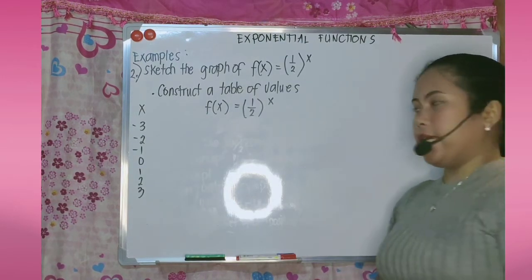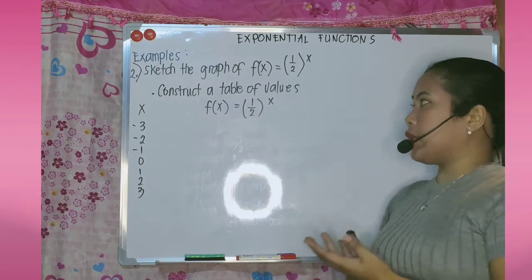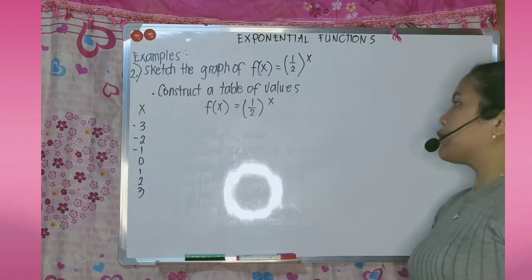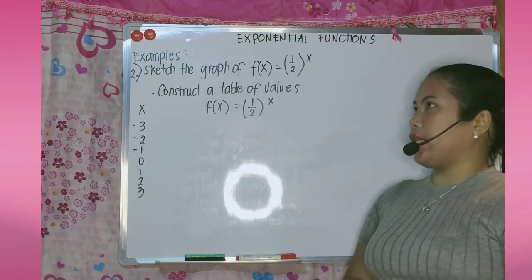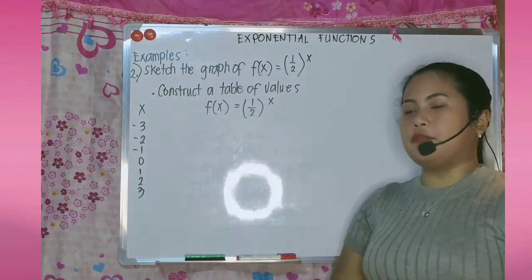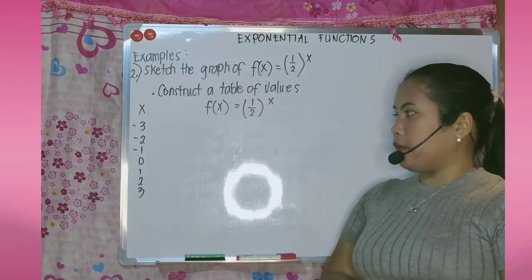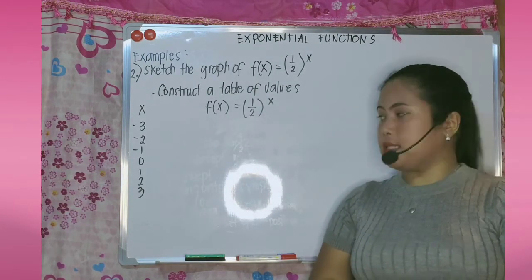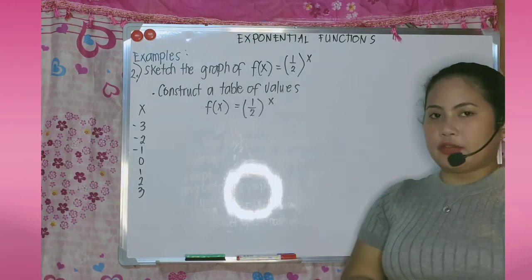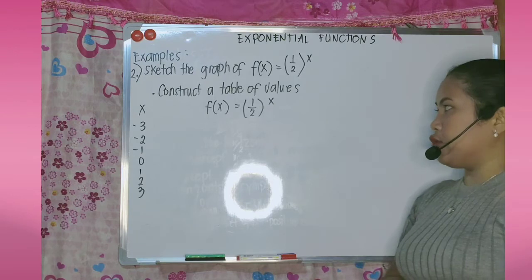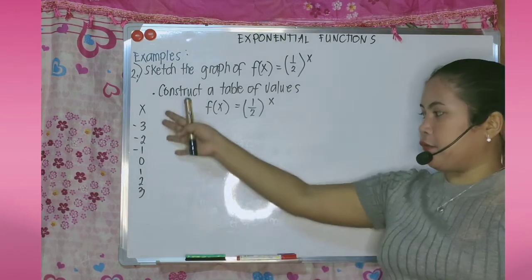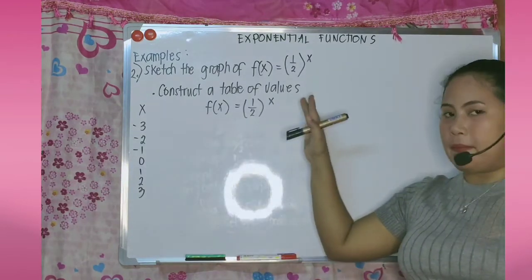Okay, so, example number 2 is sketch the graph of f of x equals 1/2 raised to x. So, first step, construct a table of values. So, we're going to write the following values for x, which is negative 3, negative 2, negative 1, 0, 1, 2, 3. Then, for values for y or f of x, which is 1/2 raised to x, hahanapin po natin siya. We're going to substitute the given value for x sa x dito.